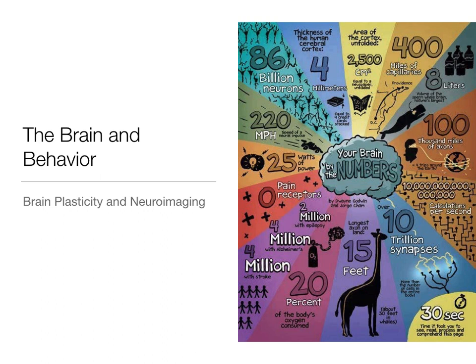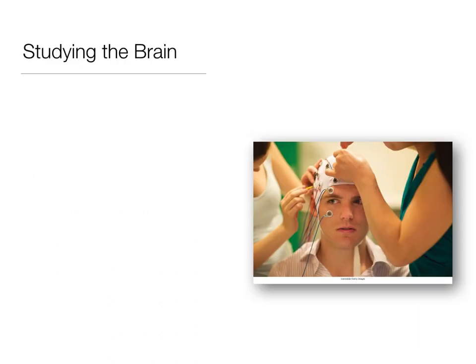Before we get into discussing the actual brain itself and all the different areas and what's going on, I wanted to talk a little bit about brain plasticity and neuroimaging. So how we know what we know about the brain, the different ways that we've done these studies to figure out what does what, and how we know how the brain changes, plasticity, okay? So the first thing we're going to talk about is studying the brain.